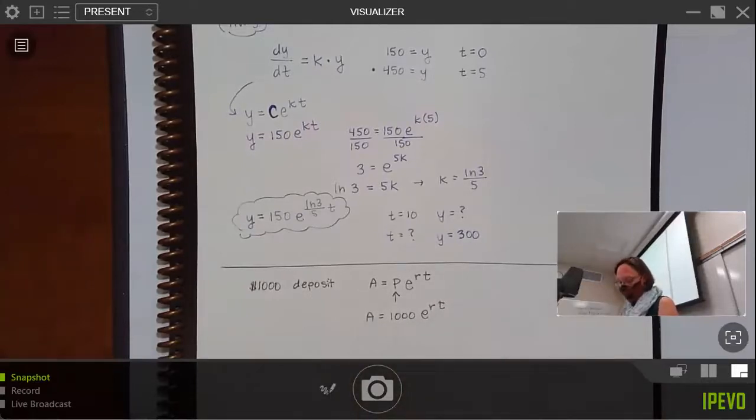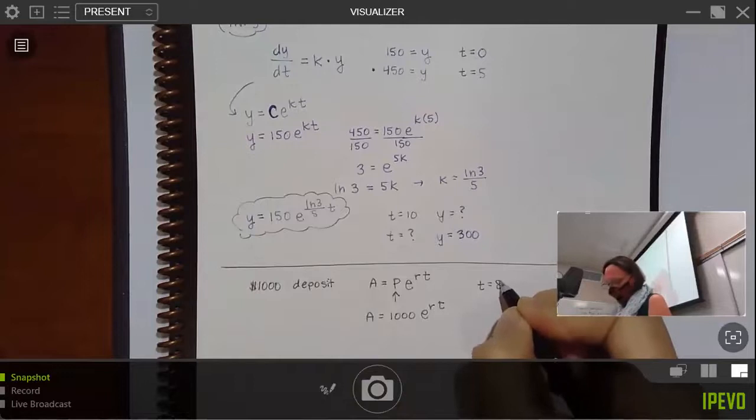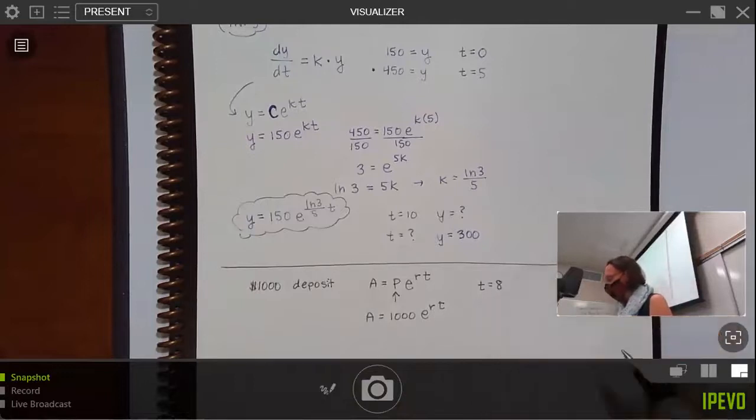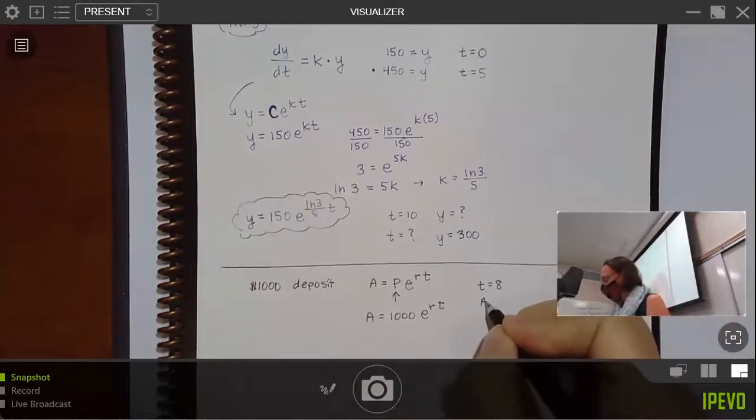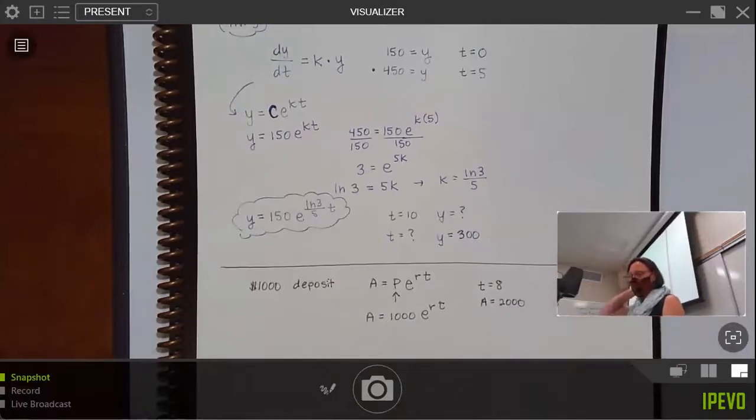And then the information that we were given is that after 8 years, so when t is equal to 8, the balance has doubled. So that means that the amount in my account would be $2,000. And that should be enough information for us to come up with an R value.